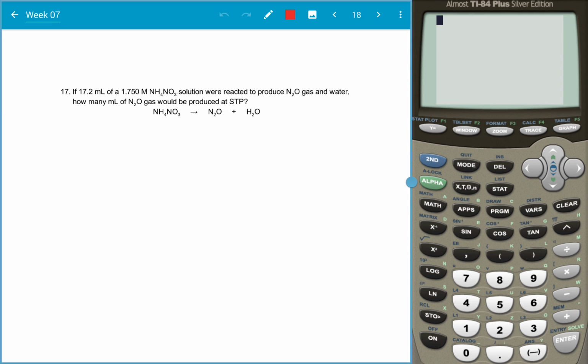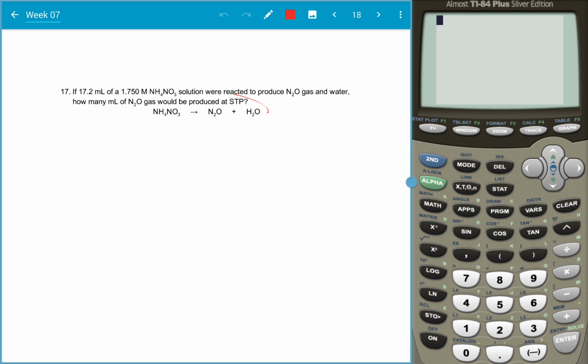If 17.2 milliliters of a 1.750 molar ammonium nitrate solution were reacted to produce dinitrogen monoxide gas and water, how many milliliters of N2O gas would be produced at STP?